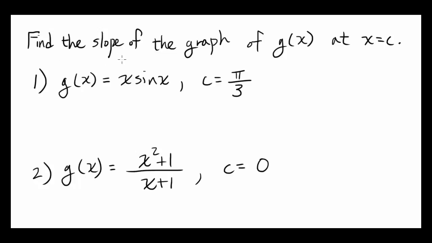Find the slope of the graph of g of x at x equals c. Let's look at the first one. g of x is x times sine of x at c equals pi over 3.